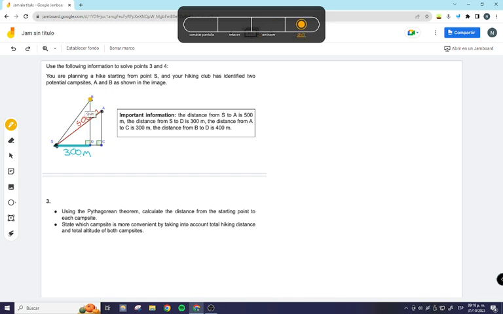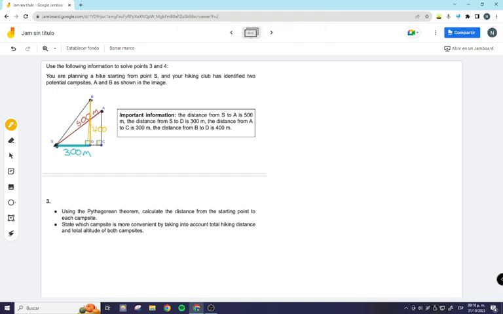That one is 400 meters. So you have to do two things. Using the Pythagorean theorem, you have to calculate the distance from the starting point, which is S again, to each campsite, which are A and B. You already have one: from S to A is 500, but we have to find from S to B. We are going to do it in a moment.